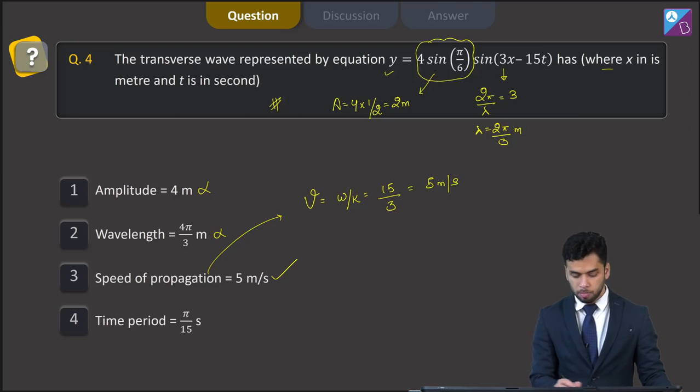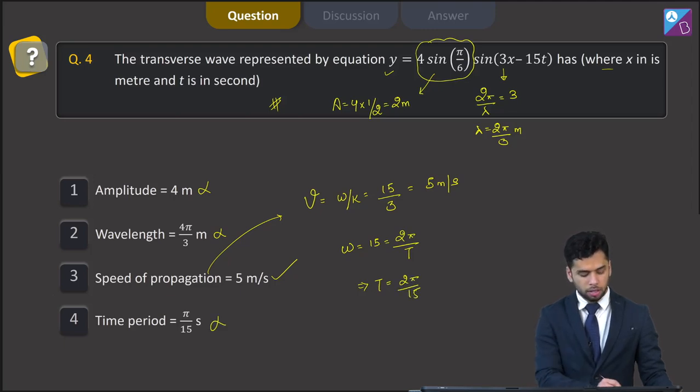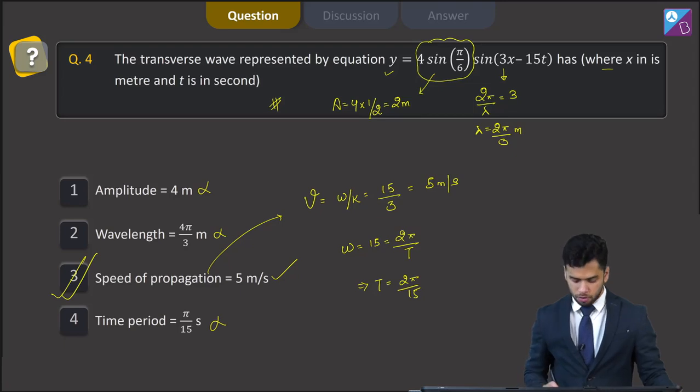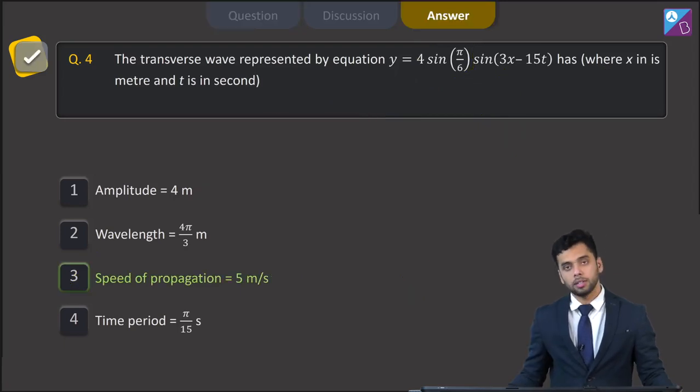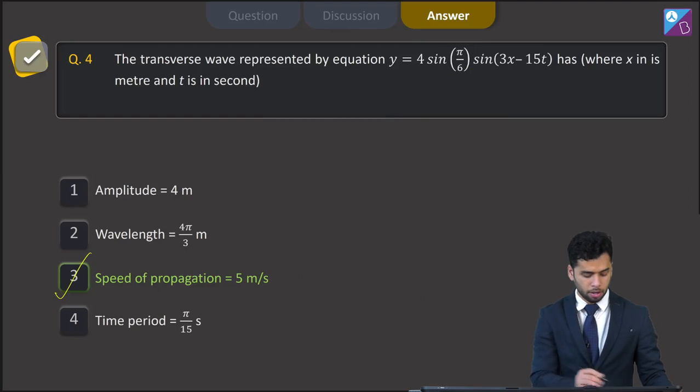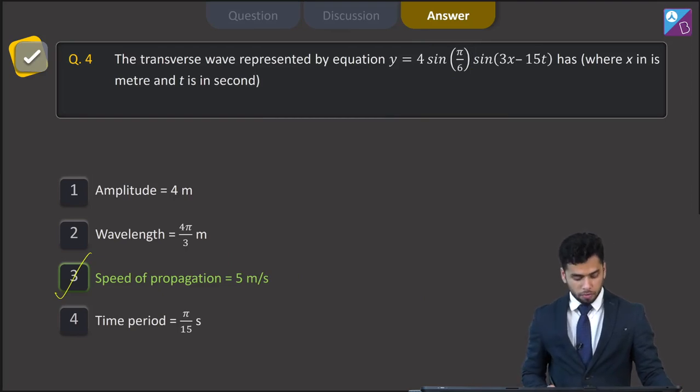Let us talk about the time period. So we have omega equal to 15, that is equal to 2 pi over T, right? So T comes out to be equal to 2 pi by 15. Again, this one is wrong. The correct answer should be option 3, which has been verified by the answer slide as well. Okay, moving on to question number 5.